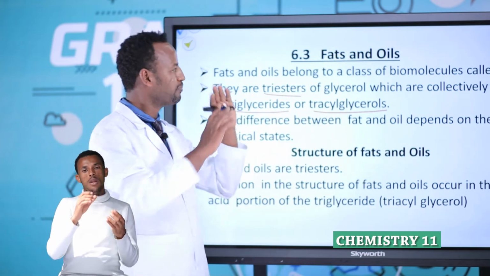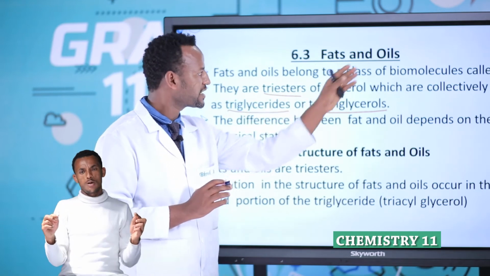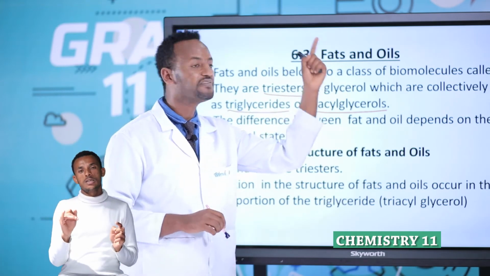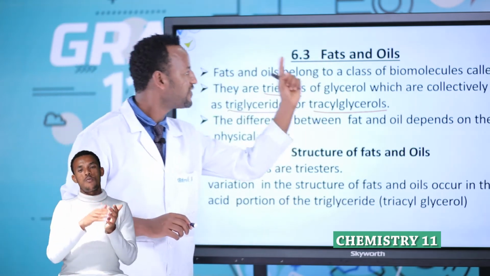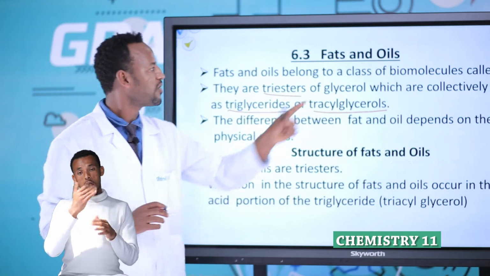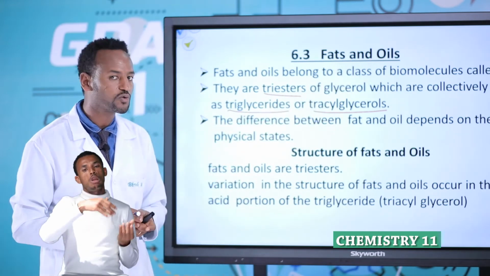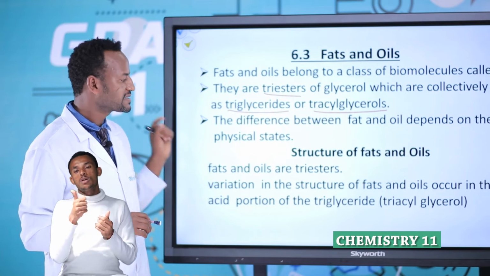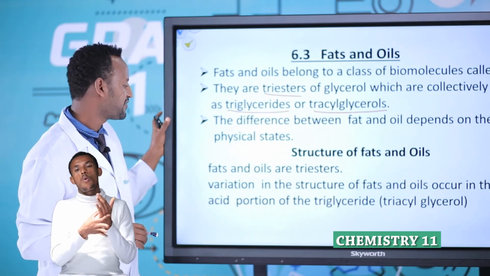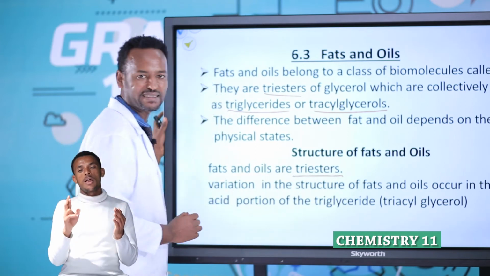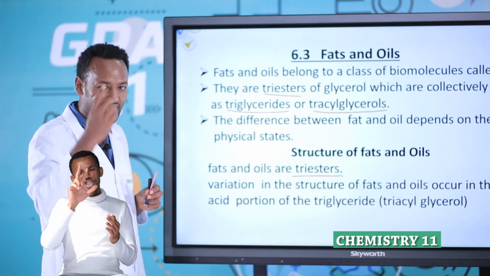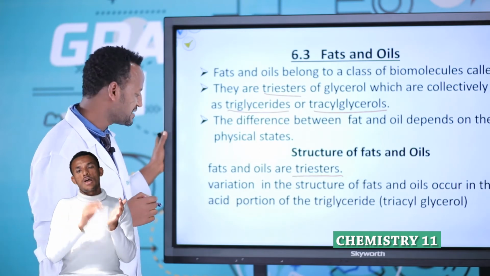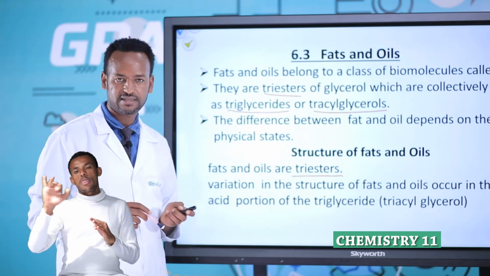Therefore, it is the same structure. Both contain three esters in one structure. What is the difference? The difference is the physical state of fats and oils. Fats are semi-solids. Oils are liquids at room temperature. But both are insoluble in water because both are non-polar. The structures of fats and oils: fats and oils are what? Triesters. Tri is three, three ester molecules in one structure. Variation in the structure of fats and oils occurs in the fatty acid portion of triglycerides.